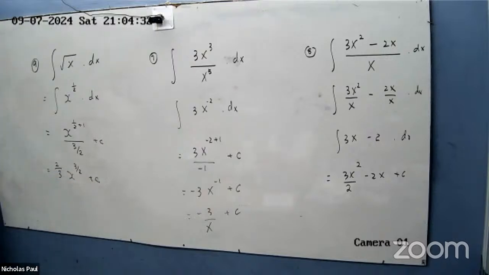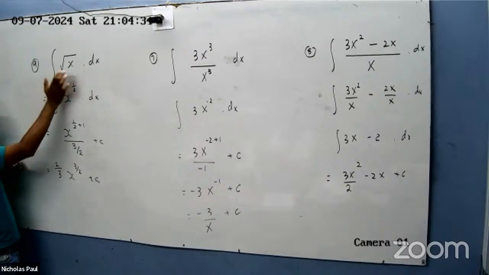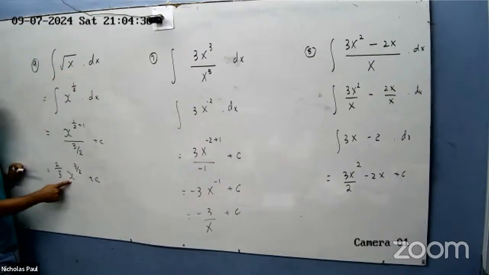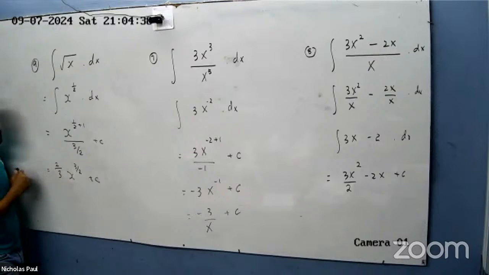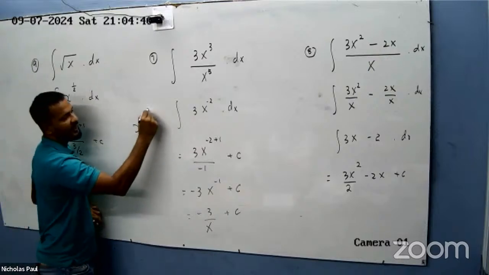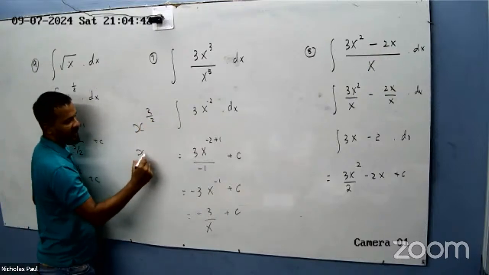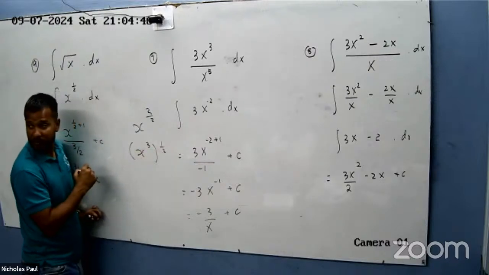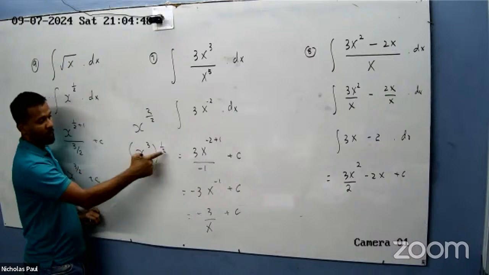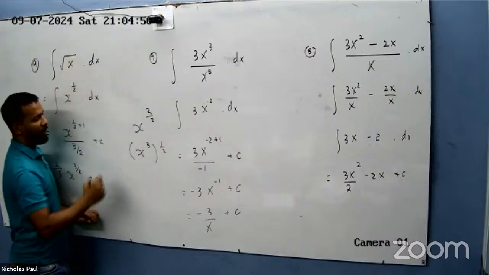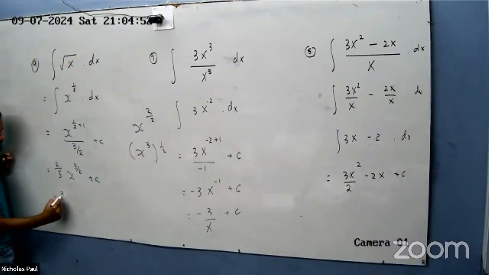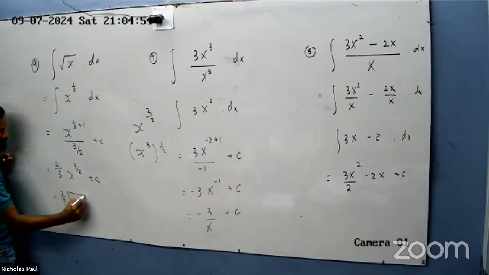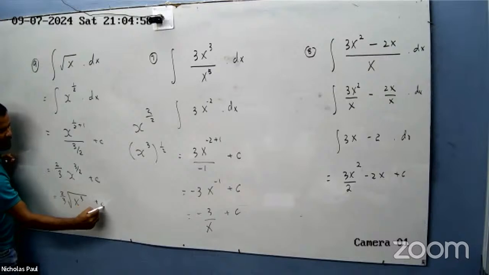But I gave you the answer as a square root, so I want you to give me back a square root. What does x to the 3 on 2 mean? It means x cubed multiplied by a half. A half is square root. So the answer can be written as 2/3 by the square root of x cubed, plus c.